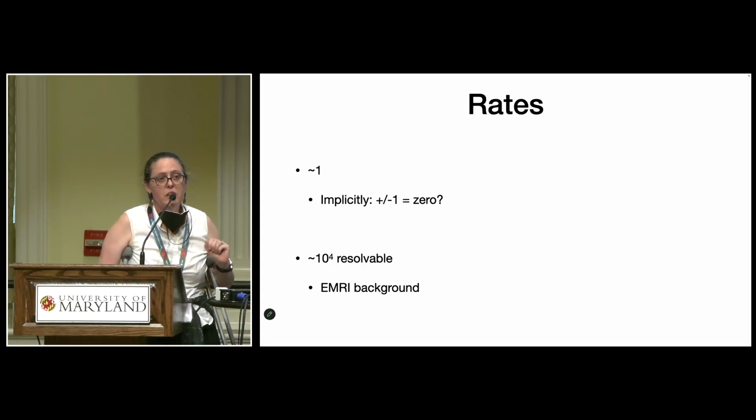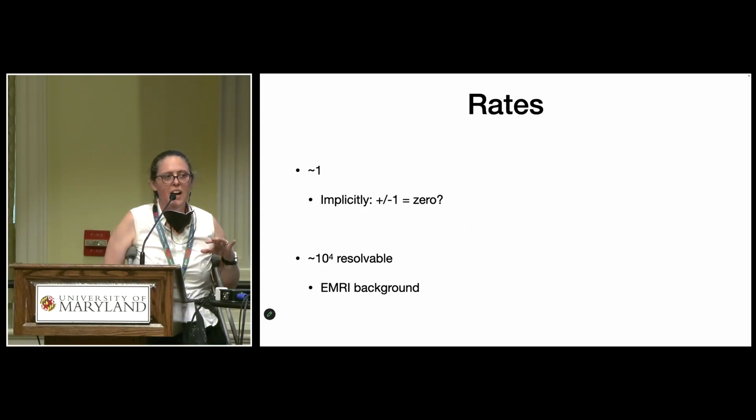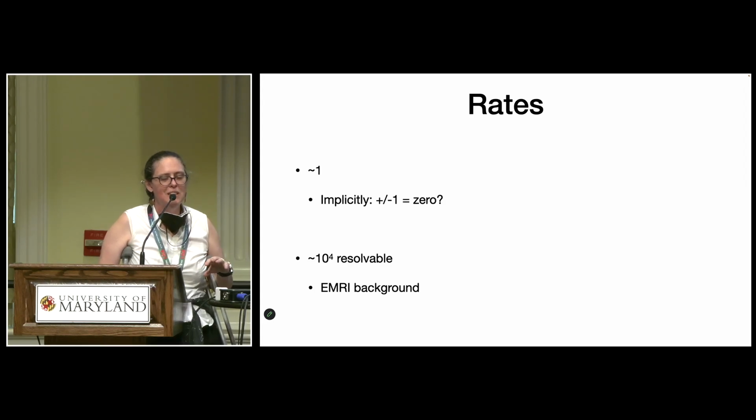Cool, so rates. You go in the literature and you're like, what is the rate? And the answer is somewhere between 1, which is implicitly, of course, plus or minus 1, so it could be 0. But I don't think it is. And now we're seeing estimates of rates as high as 10 to the 4 in a 4-year LISA mission.